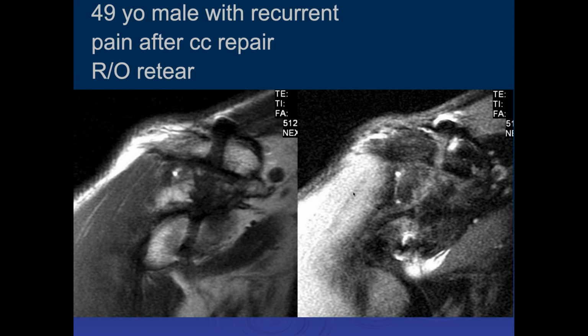Okay. So, 49-year-old male with recurrent pain after CC repair, rotator cuff tear. So we see on the first image kind of low signal, linear signal going into the region of a repaired CC ligament. But it looks somewhat separated to me. Yeah, like it looks like a pretty big distance. So I'm wondering if it is retorn.